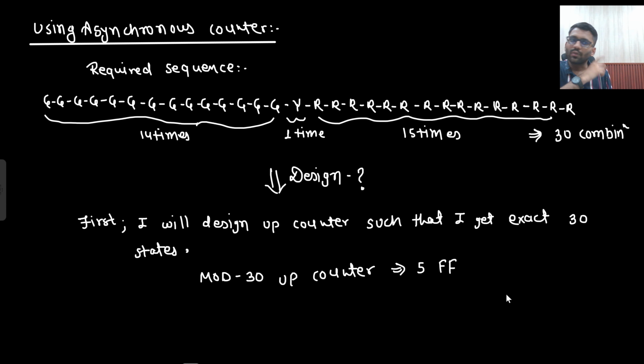Okay. So for mode 30, if I need to design mode 30, that means I need to use the clear input as well. Because a standard counter will count from 0 to 31. That would be a mode 32 counter, right? If I am using 5 flip-flops, I will generate a mode 32 counter. But if I need a mode 30 counter, that means I need to use the clear input. So how we will use the clear input, that also I will show.